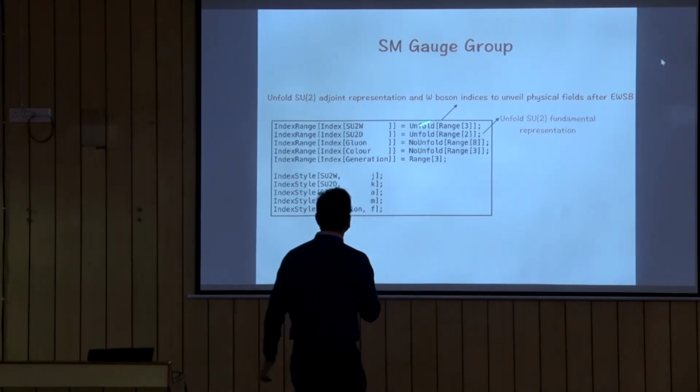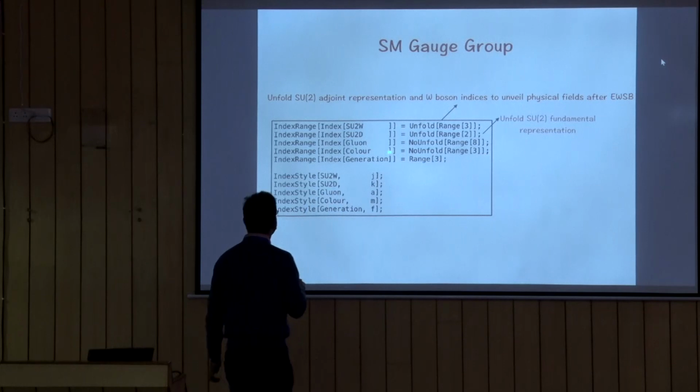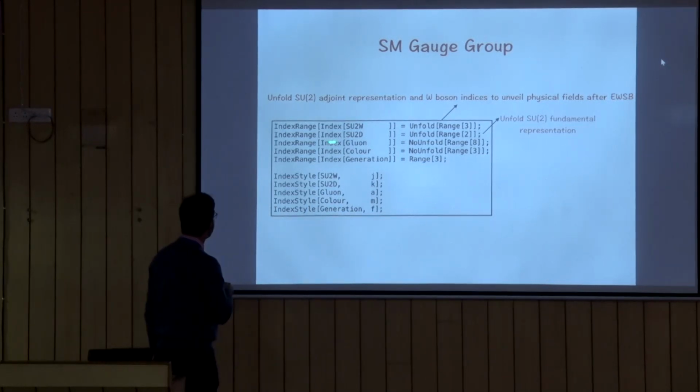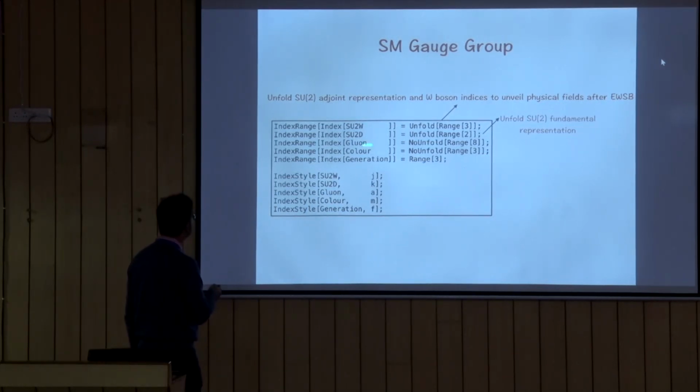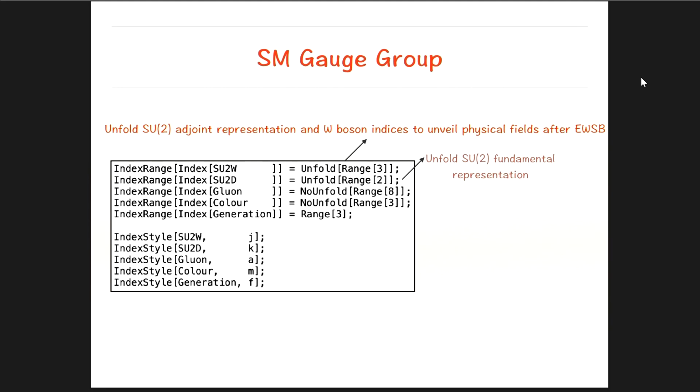Okay, so this is what you do, and as I said, we usually do not unfold the gluon and color indices. So this is usually no unfold once again, but you have those possibilities. You have both representations associated with SU3: the fundamental for the triplet, and the 8 gluons, which follow from the adjoint representation of SU3.